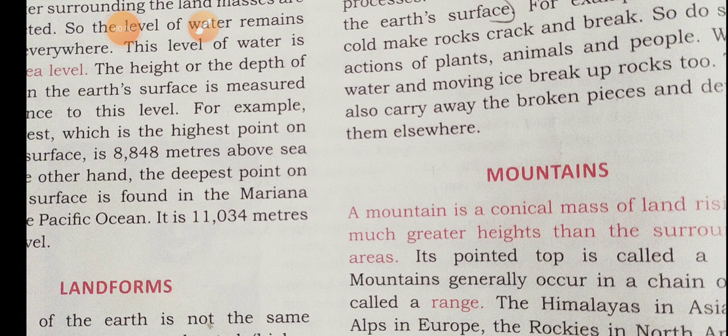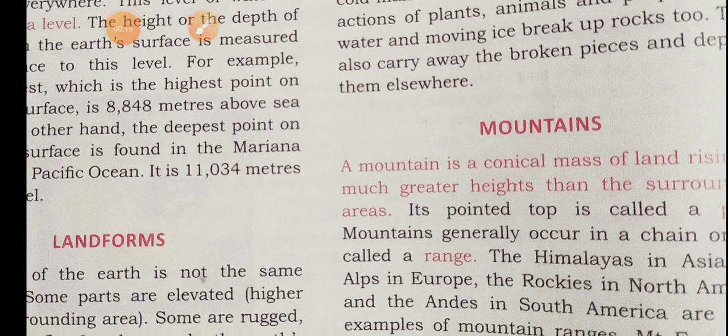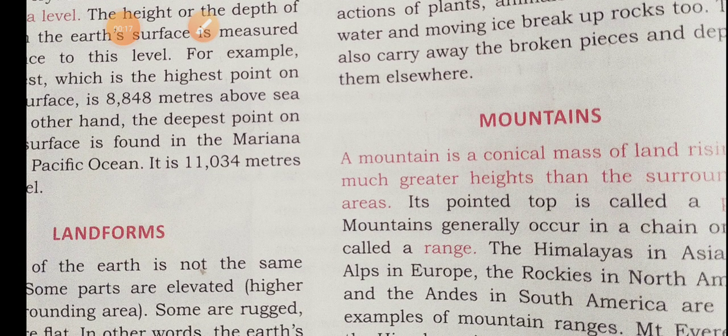The earth's major landforms. Mainly in this lesson we learned about mountains. What is a mountain? It is a conical mass of high land rising up to a point or peak. It is called a mountain.